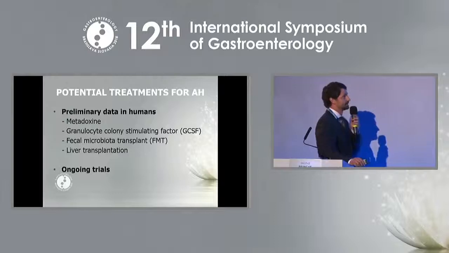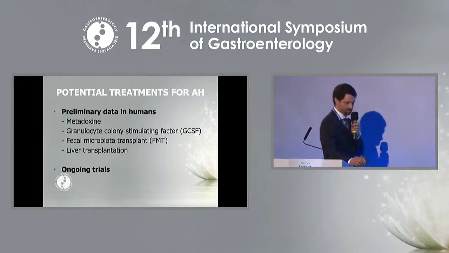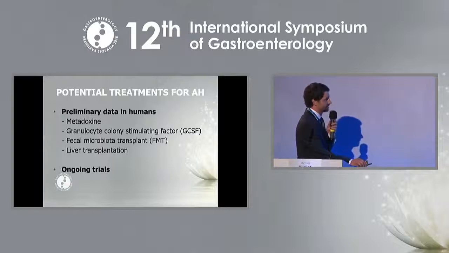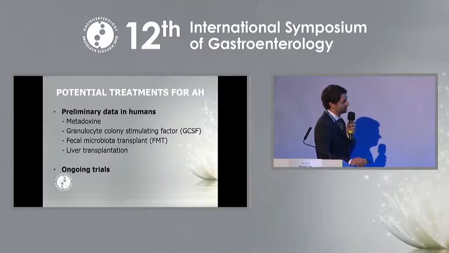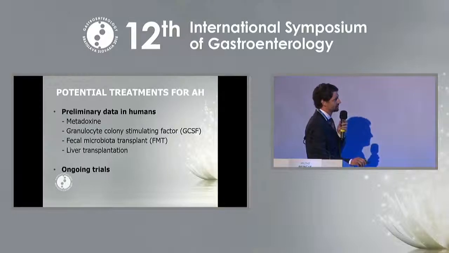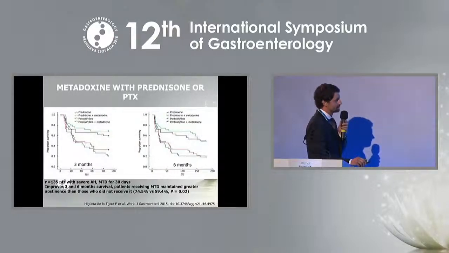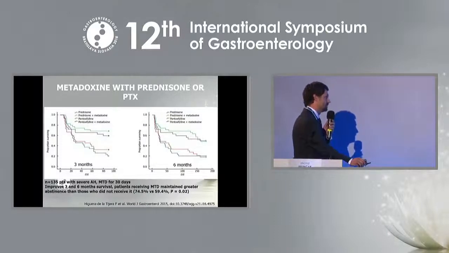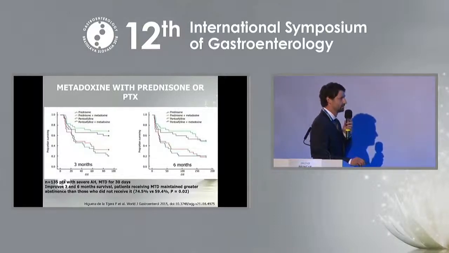What else? There's some preliminary data in humans with severe alcoholic hepatitis, and I picked a few which bring some positive results. One is the study with metadoxin, which is an antioxidant. This is a study from Mexico, and metadoxin inhibits lipid accumulation in the liver, and it supports the synthesis of glutathione. It's not available in Slovakia. According to Wikipedia, it should be available in Russia, Ukraine, Hungary, but I'm not sure of that.